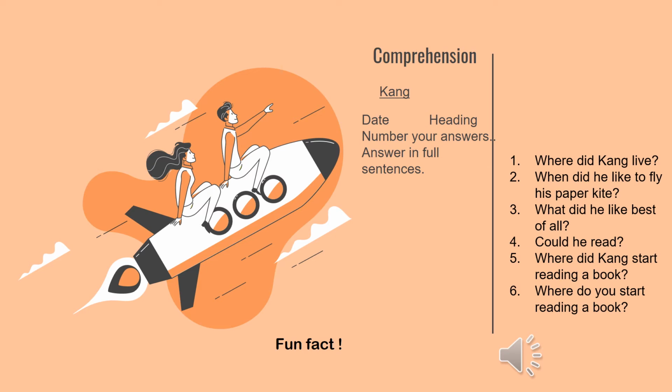You can read the story again on your own before you answer the questions. Number 1, where did Kang live? Number 2, when did he like to fly his paper kite? Number 3, what did he like best of all? Number 4, could he read? Number 5, where did Kang start reading a book? Number 6, where do you start reading a book?